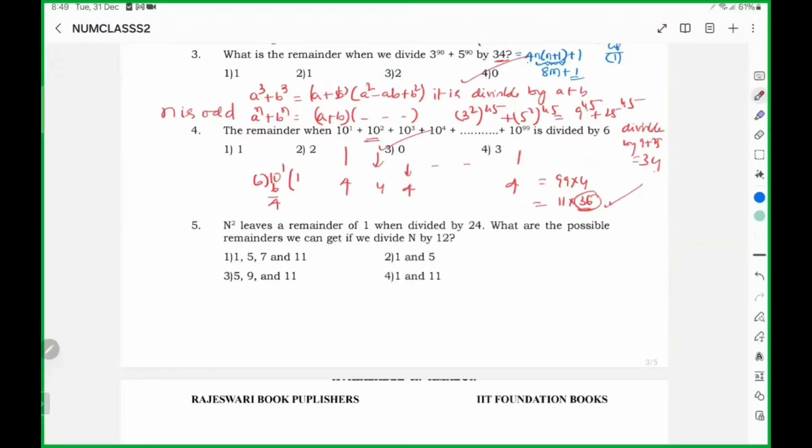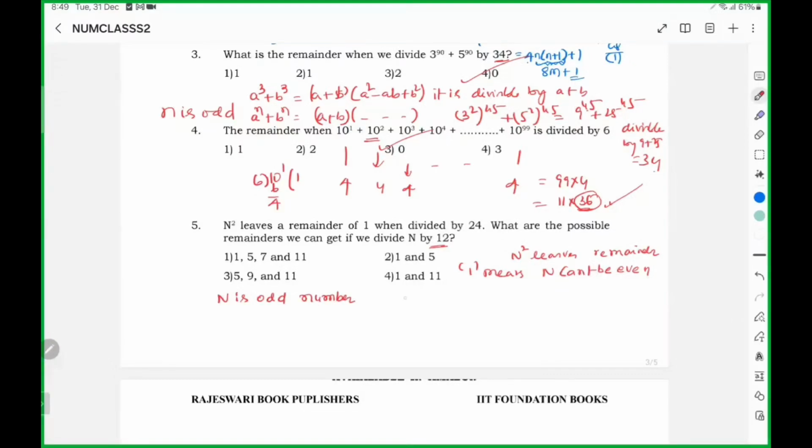So this particular problem: n square leaves a remainder of 1 when divided by 24. What are the possible remainders when n is divided by 12? So n square leaves remainder 1 means n can't be even. N is definitely an odd number.